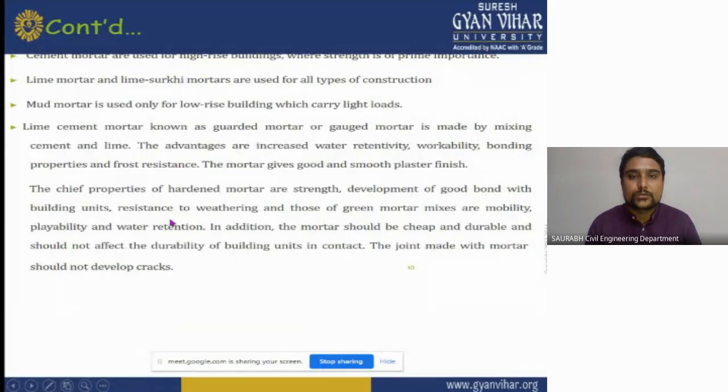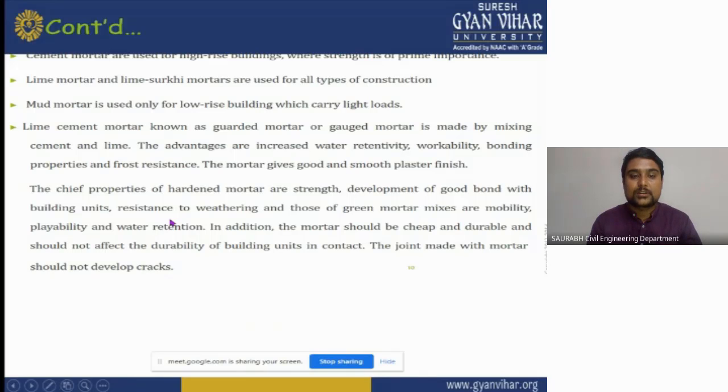Cement mortar and lime surkhi mortar are used for the construction of all kinds of structures. Mud mortar is also used for low-rise buildings which carry light weight. Lime cement mortar, known as gauged mortar, is made by mixing cement and lime. The advantages are increased water retentivity, workability, bonding properties, and frost resistance. The mortar gives a good and smooth plaster finish.